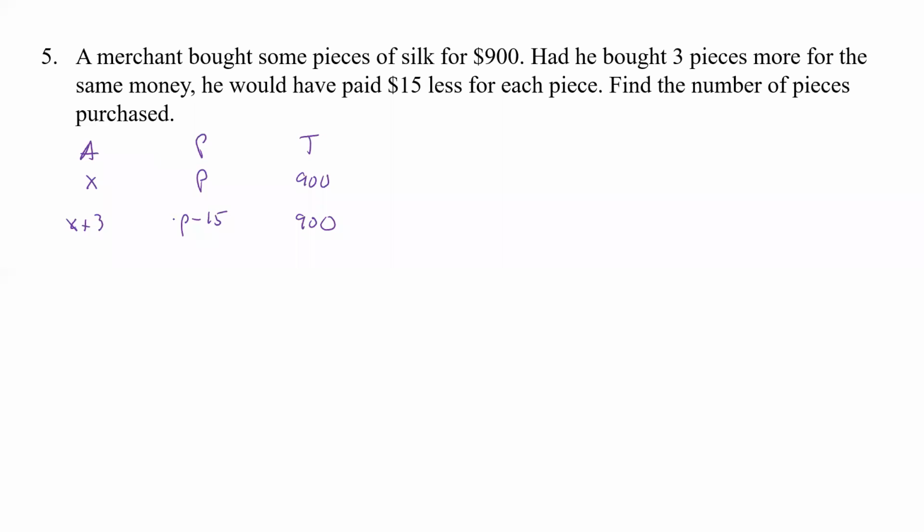Now again, we're going to solve for that middle column. So we're going to get P is equal to 900 over X. And here we get P minus 15 equals 900 over X plus 3. So we've been used to the plus here and the minus here, but now we have it kind of backwards. Now again, we're just going to plug that right there. And so we get 900 over X minus 15 equals 900 over X plus 3. Now our LCD is just the X times X plus 3.